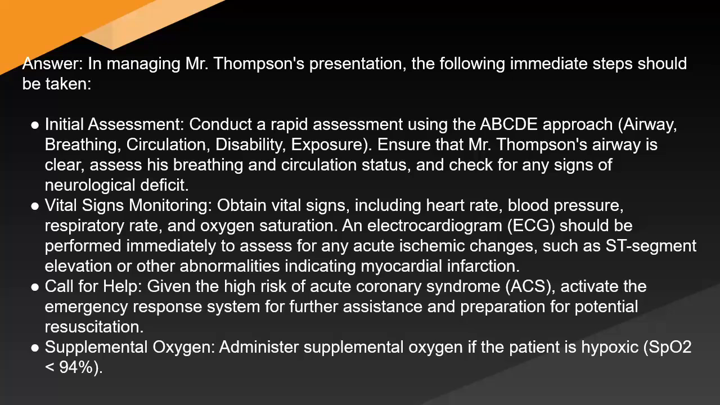Vital signs monitoring. Obtain vital signs, including heart rate, blood pressure, respiratory rate, and oxygen saturation. An electrocardiogram should be performed immediately to assess for any acute ischemic changes, such as ST segment elevation or other abnormalities indicating myocardial infarction. Call for help. Given the high risk of acute coronary syndrome, activate the emergency response system for further assistance and preparation for potential resuscitation. Supplemental oxygen. Administer supplemental oxygen if the patient is hypoxic, SpO2 below 94%.